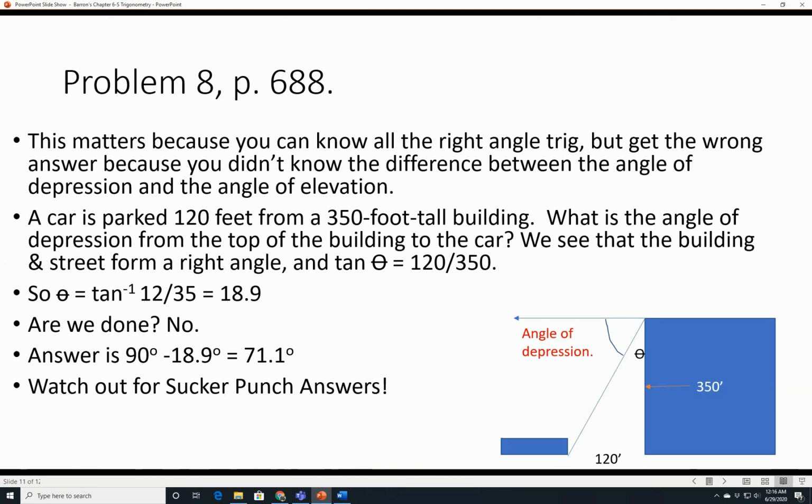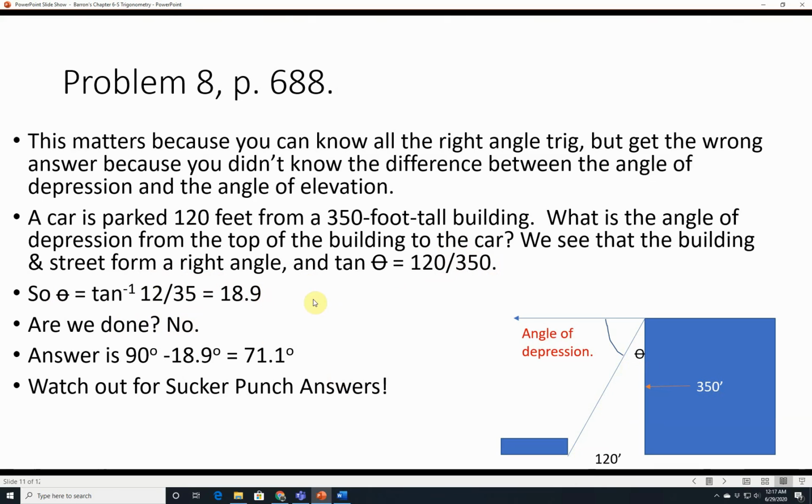So here we have a car parked 120 feet from a 350 foot tall building. What is the angle of depression from the top of the building to the car? We see that the building and street form a right angle, and tangent of theta is 120 over 350. Remember, tangent is the opposite over the adjacent. So this is the opposite, this is the adjacent. So we just take the inverse tangent of 12 over 35, because we can just factor out a 10 on the top and the bottom, and that gives us 18.9.